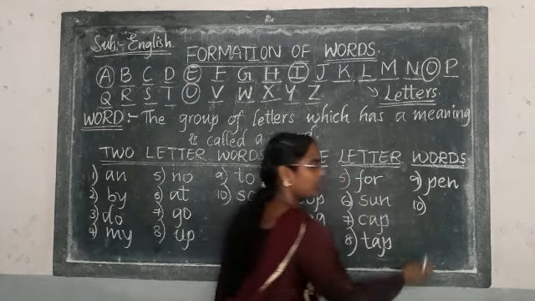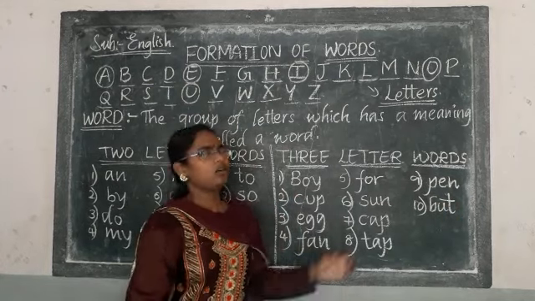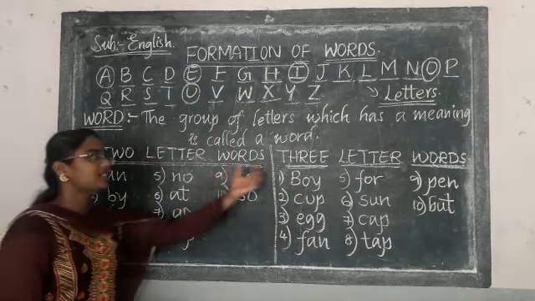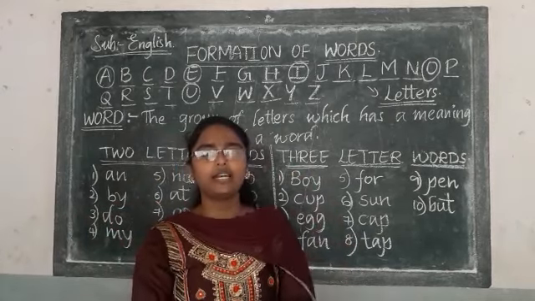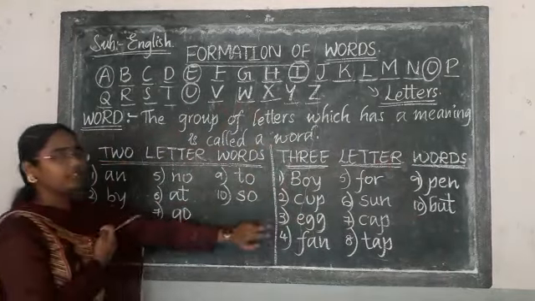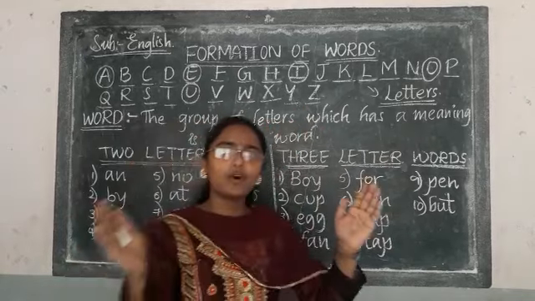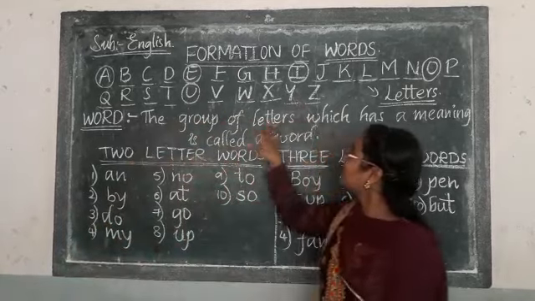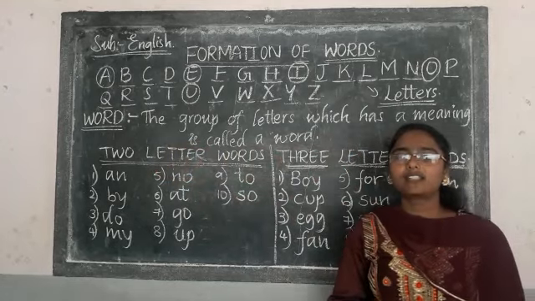But so now we have written two letter words, three letter words. Like that we can write four letter words, five letter words and number of. So once we'll go through it, formation of words. What is a word? The group of letters. Some of the letters, if you take it, which has a meaning together, is called a word. It is called a word.